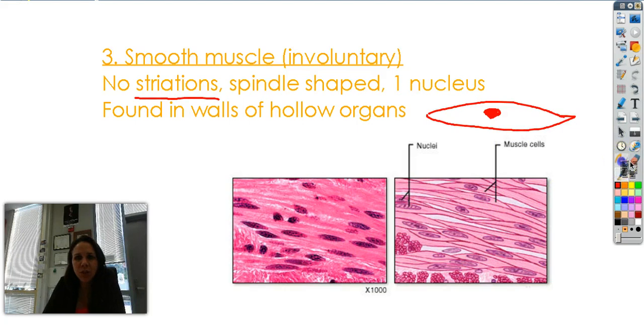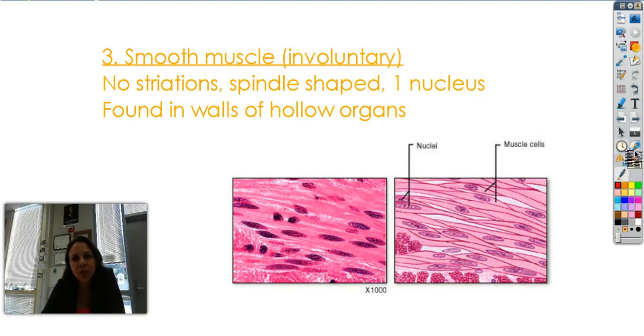Okay, so that's pretty much it. So nervous tissue made out of neurons and supporting cells. Muscle tissue made out of two types of filaments that can contract. Three types of muscles. You got skeletal, you got cardiac, and you have smooth muscles.